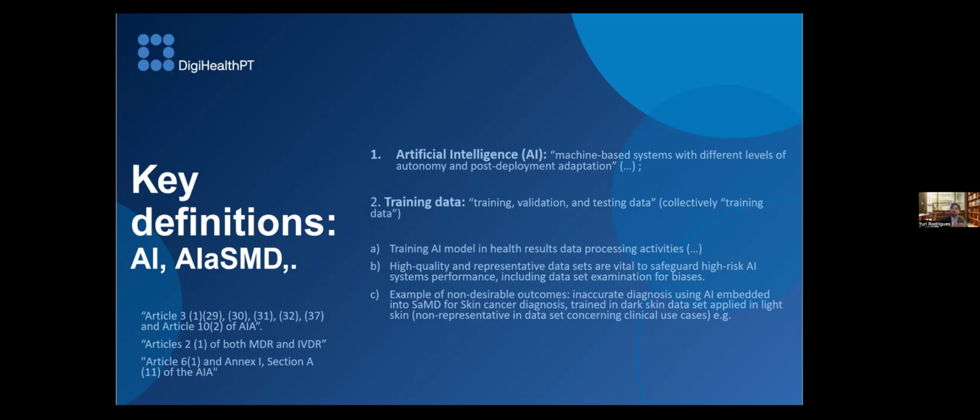So training data is important to train the AI model and results in processing activities. It is necessary to ensure the high quality, safety, and security of the final product, and to be able to demonstrate the safety and performance requirements to the notified bodies in order to be approved in the third-party assessment, obtain the CE mark, and then go to the market and offer a safe product to the final users.